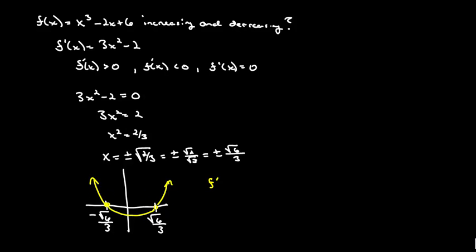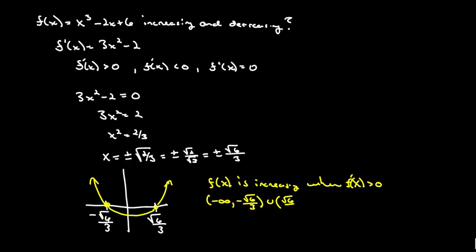So f of x is increasing when f prime of x is greater than 0. So when does that happen? Well, that's from negative infinity to negative square root of 6 over 3, union square root of 6 over 3 to infinity.